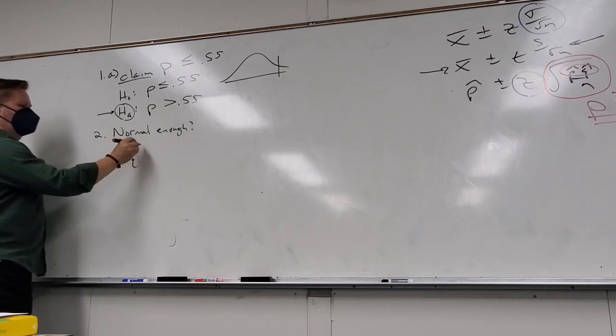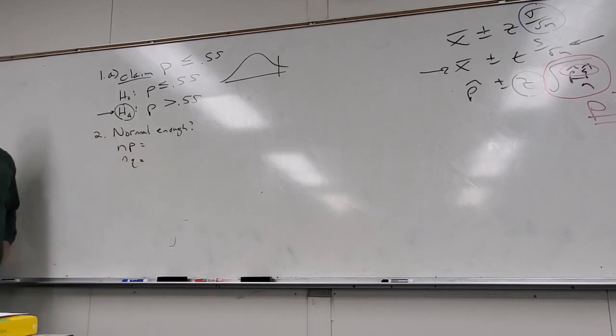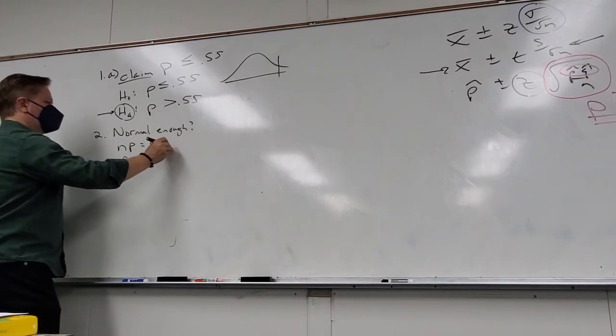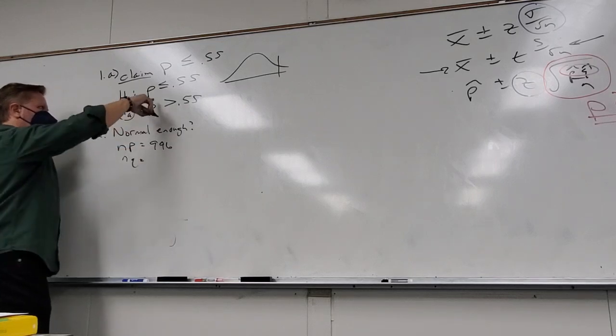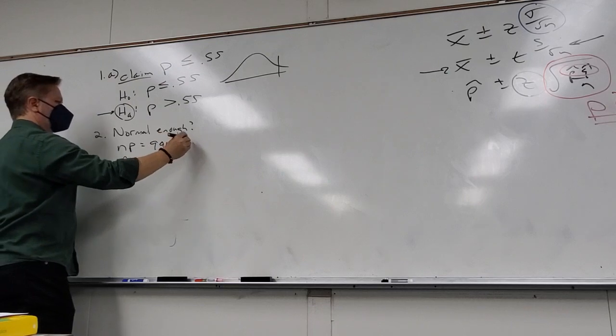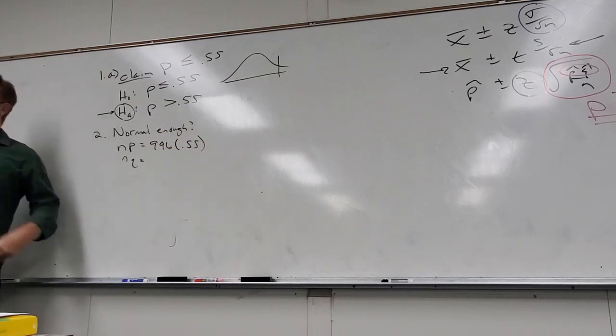np and nq, yeah. What is n in this problem? 996. And we are assuming we know what the percentage is. We're assuming that this is the actual percentage, and we're trying to show evidence that it isn't. So 0.55.